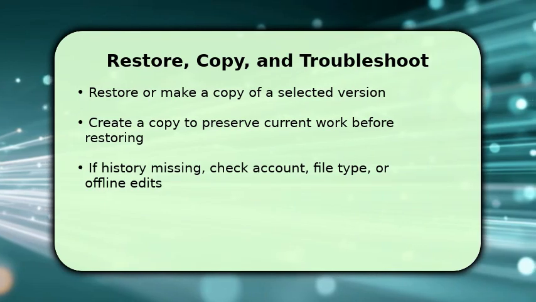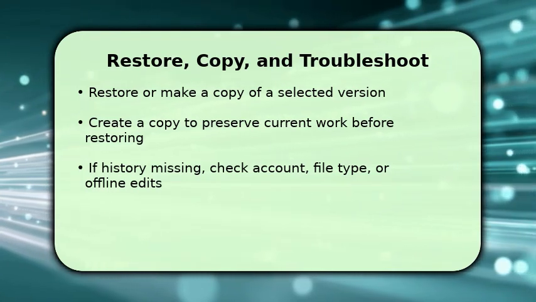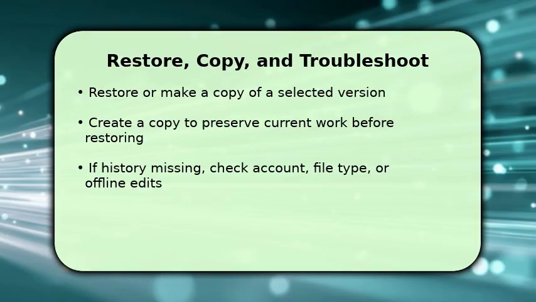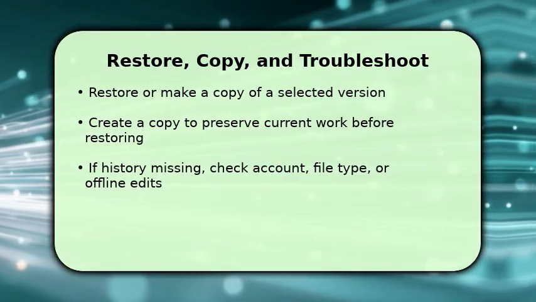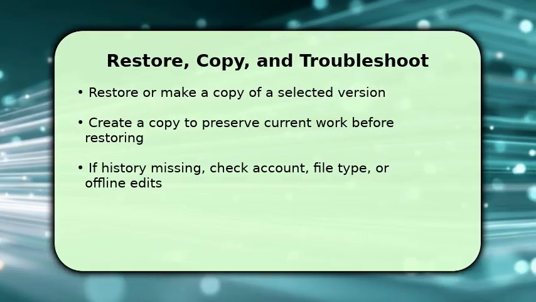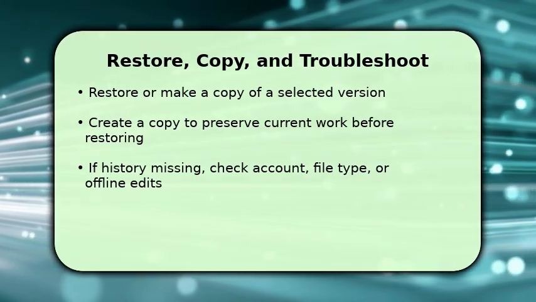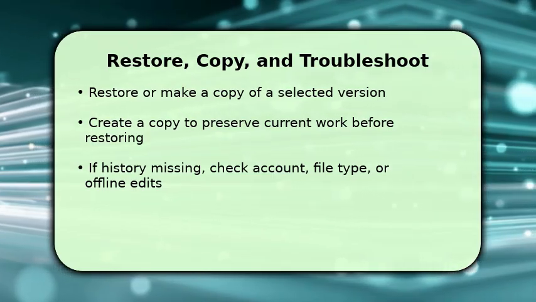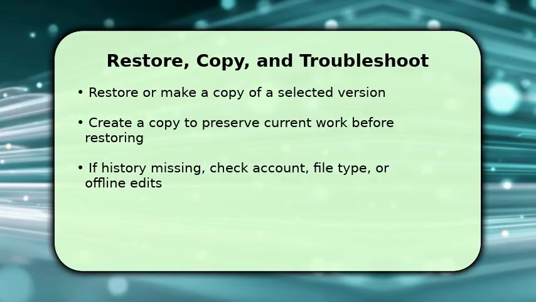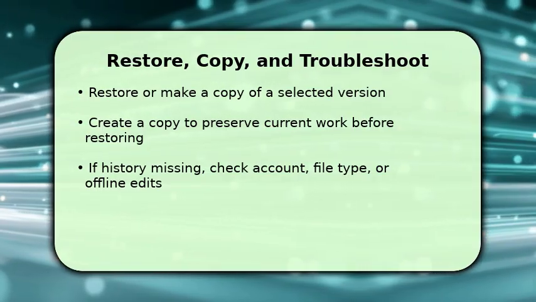To finalize, select the version you need and choose Restore this version to revert the sheet, or choose Make a copy if you want the past content separate from current work. You should prefer making a copy when you're unsure, because it preserves the active sheet while giving you the older content.